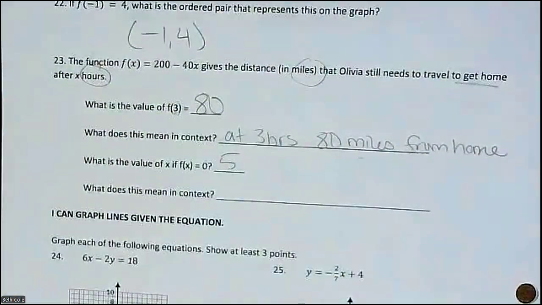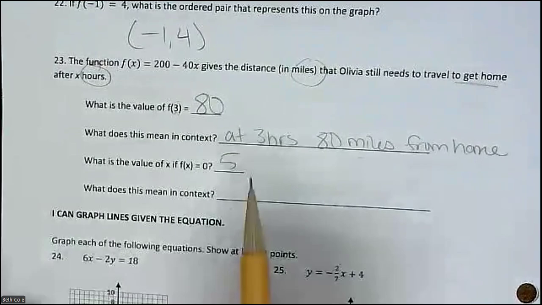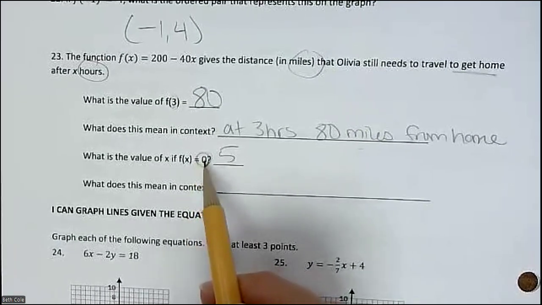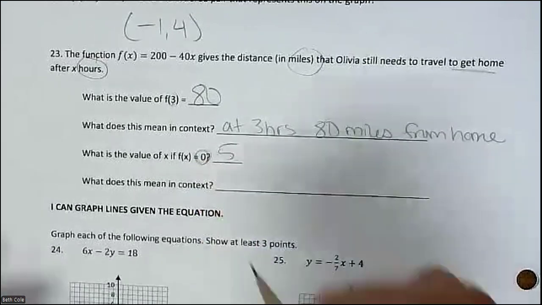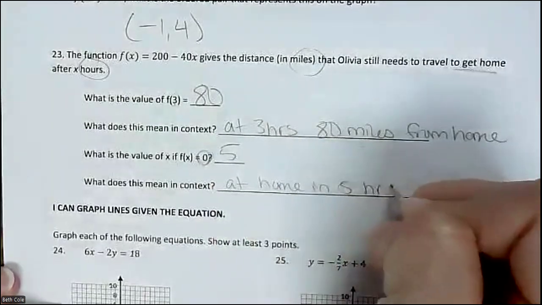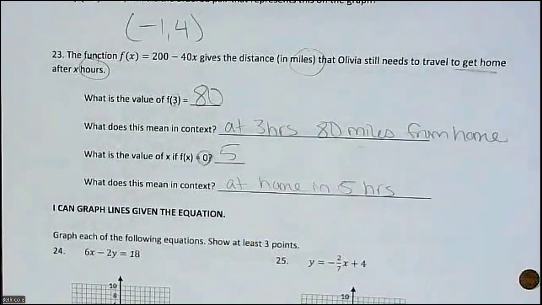5. Calculator. What does that mean in context? That means after 5 hours, where is she? Where was she trying to get to? Home. Why is she home? Because it's 0. She's 0 miles from home. That means she's home. So at home in 5 hours. If she's 0 miles from home, she's at home. She made it home. It took her 5 hours.